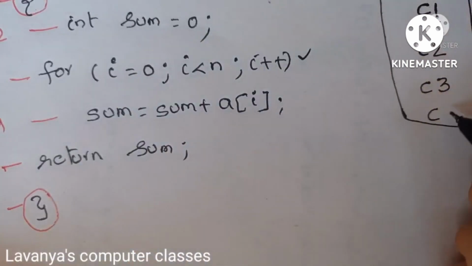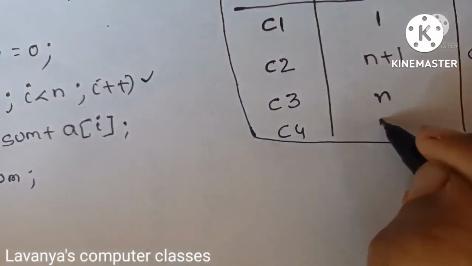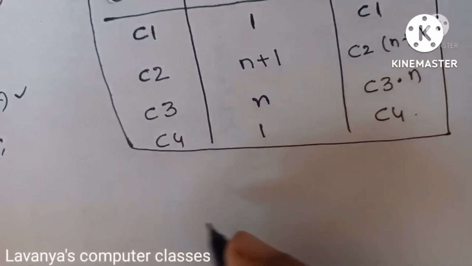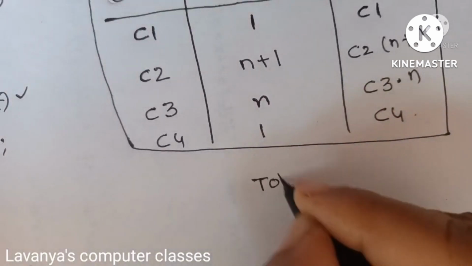Now the last line is return sum. The cost of this one is C4. How many times is it executed? Only once. So the total cost is C4 into 1, that is C4.